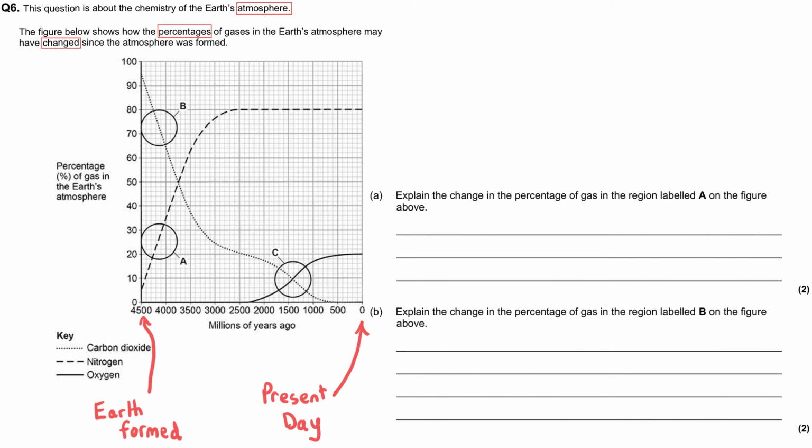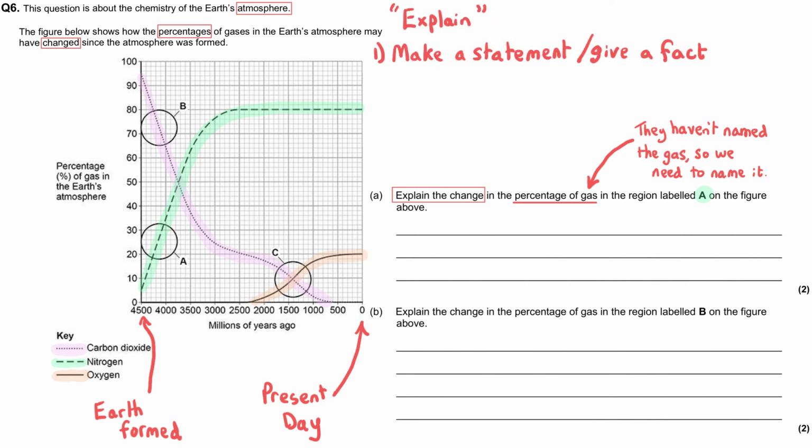And you can see that we've got three gases on the graph. We've got carbon dioxide, which is the dotted line, so this line. We've got nitrogen, which is the dashed line, so here. And oxygen is the solid line. And we've been asked to explain the change in the percentage of gas in the region labelled A on the figure, on the graph. And so when you're asked to explain, that means give a simple description and then give the reason for it. So make a point and then explain that point.